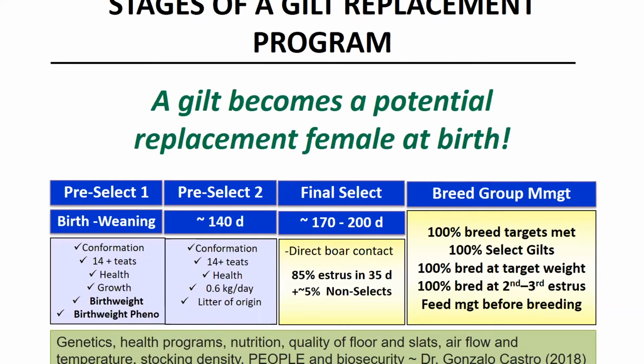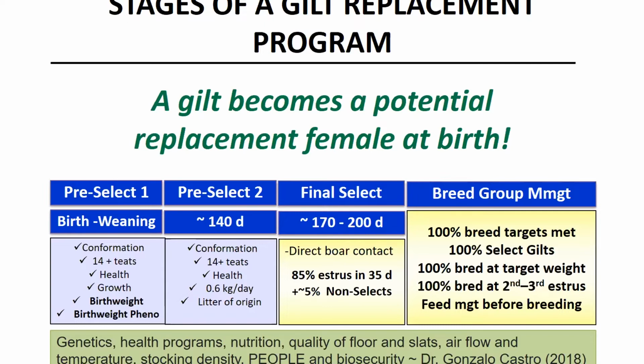This slide shows the stages of a good gilt replacement program. What I really want to emphasize is that a gilt becomes a replacement female at birth. Of course, within any gilt development unit or on your farm in general, there are several other factors that affect gilt development, such as your genetics, your health programs, nutrition and ventilation, people and biosecurity. All these factors need to be addressed by the professionals within your system and the people that you work with. But aside from that, we feel that there are 4 stages to a good gilt replacement program.